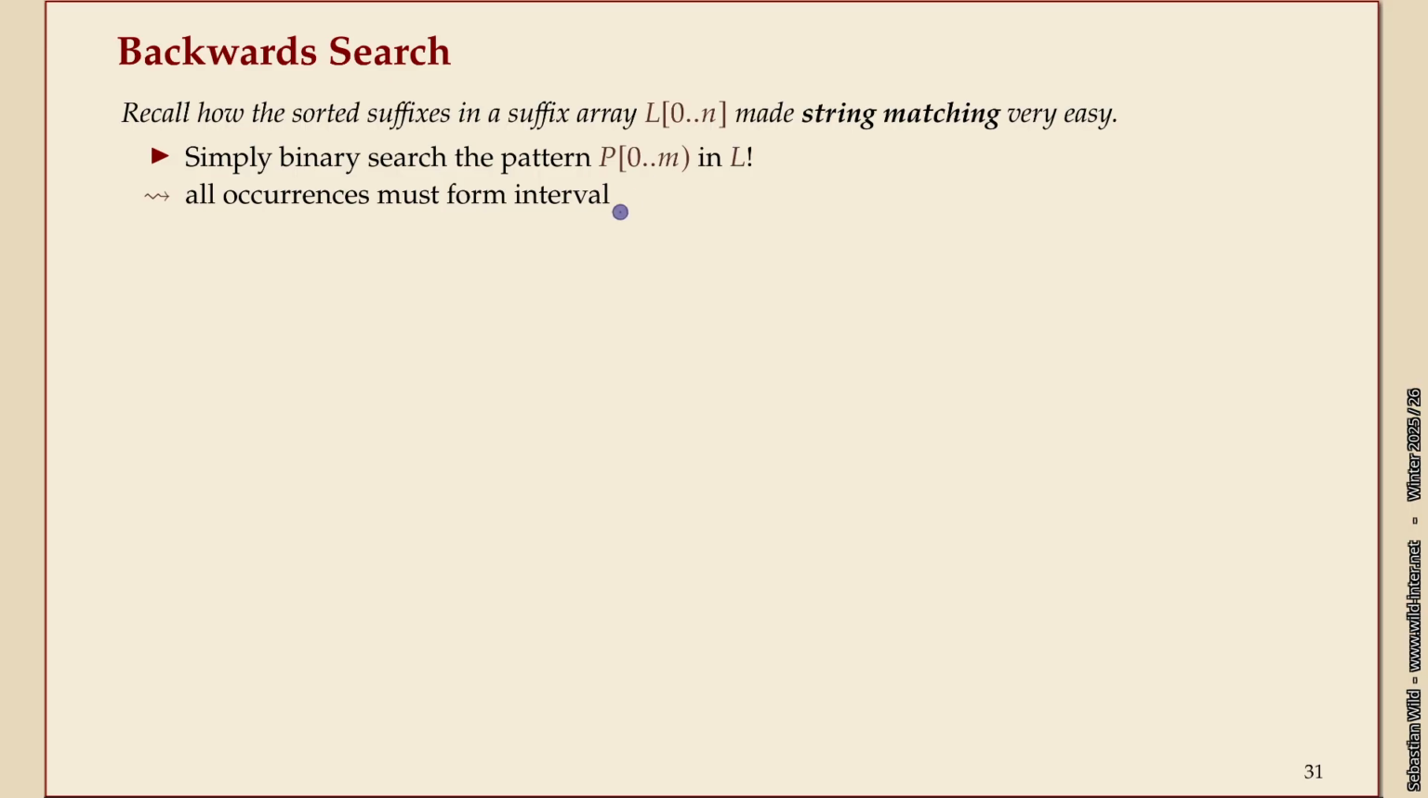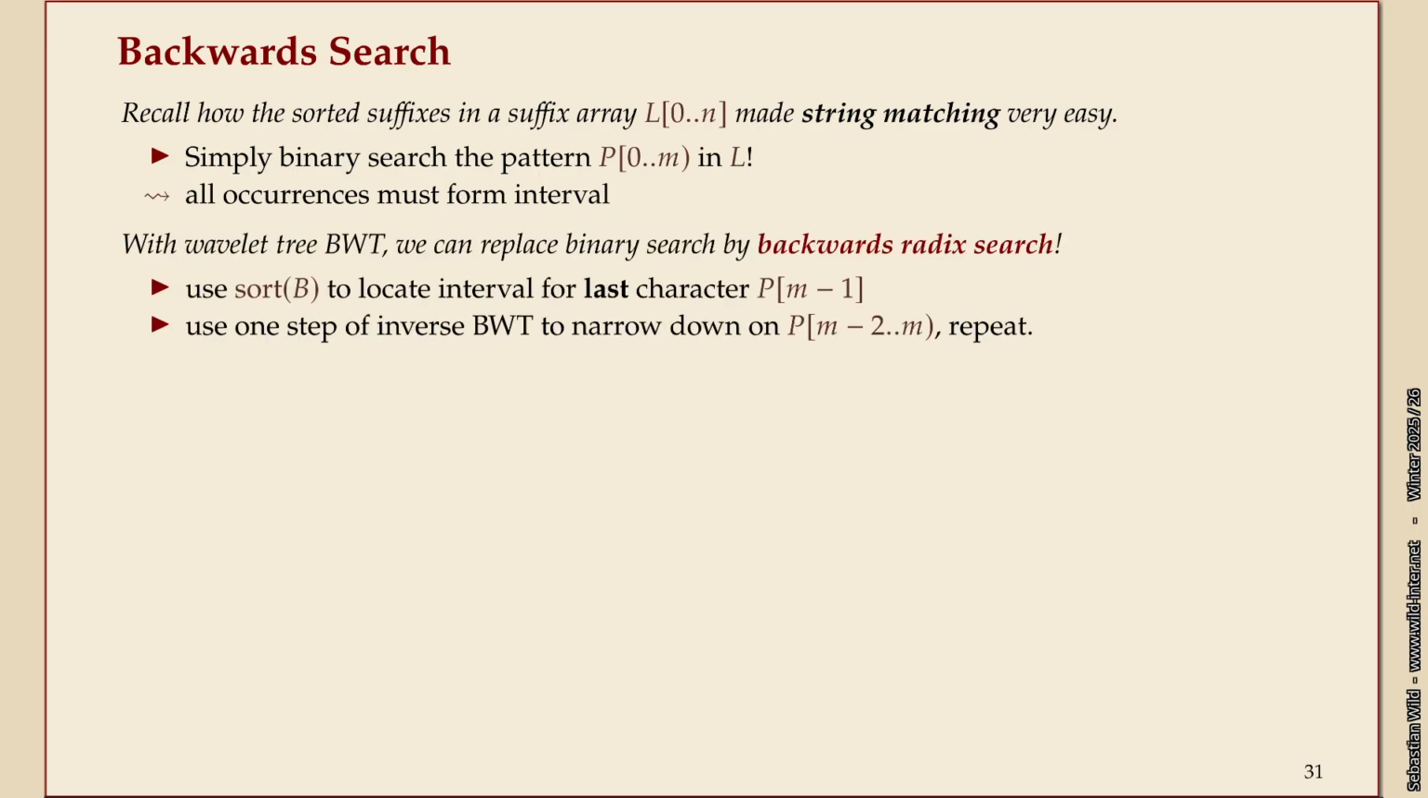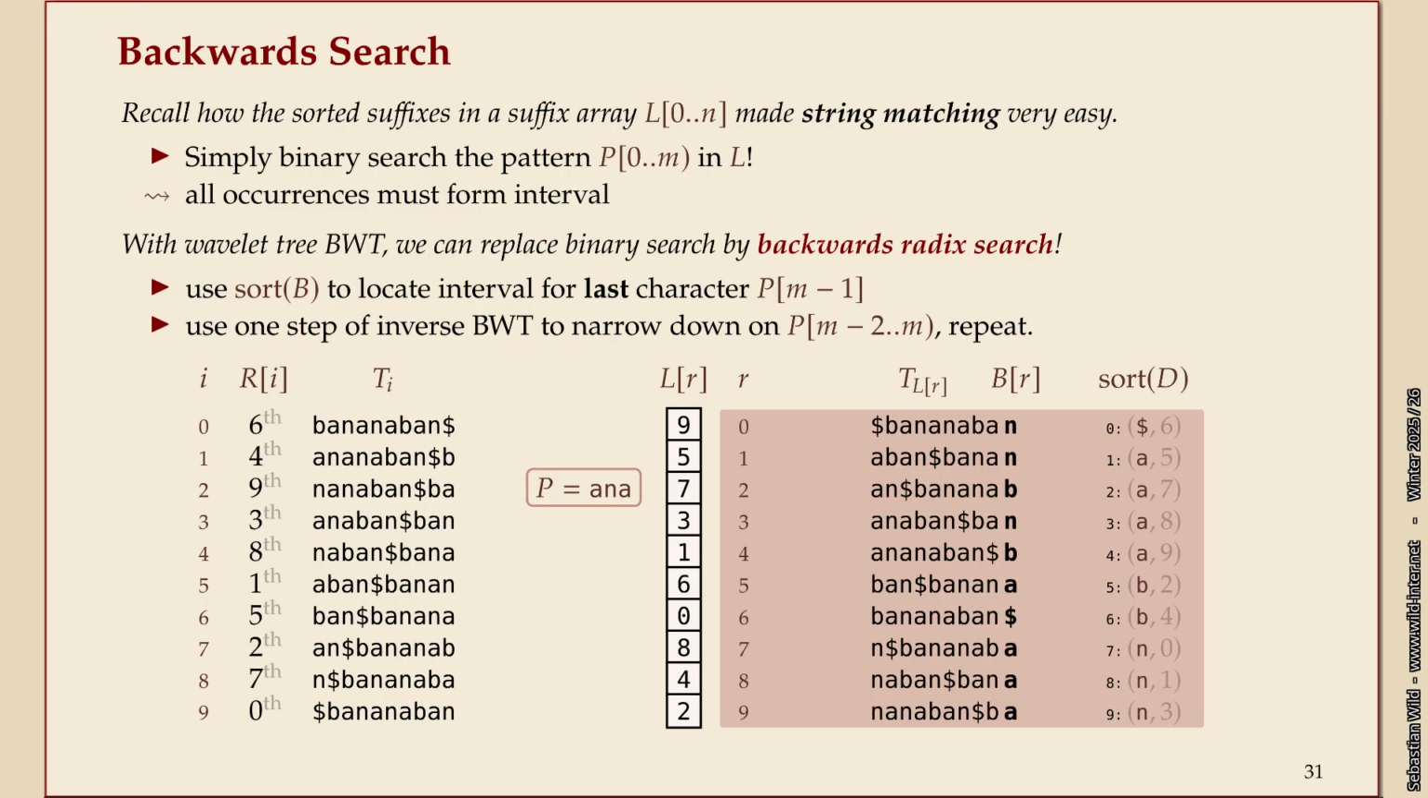We could already do a binary search, and that's all right, but that only works if we have the suffix array. Now, with BWT alone, that doesn't seem to work, but we can do, you could say, a backwards radix search, fancy name for something I haven't shown you. So let's just see an example instead.